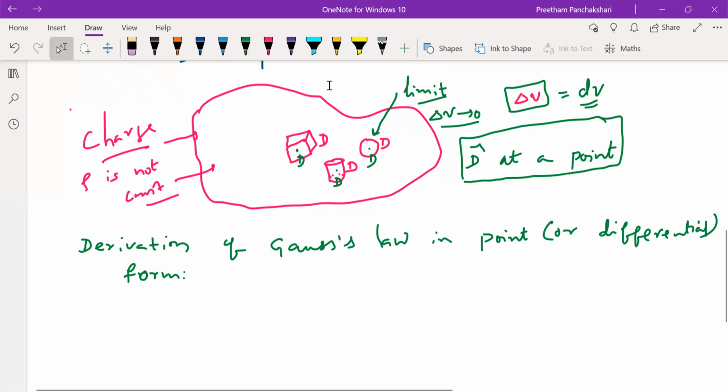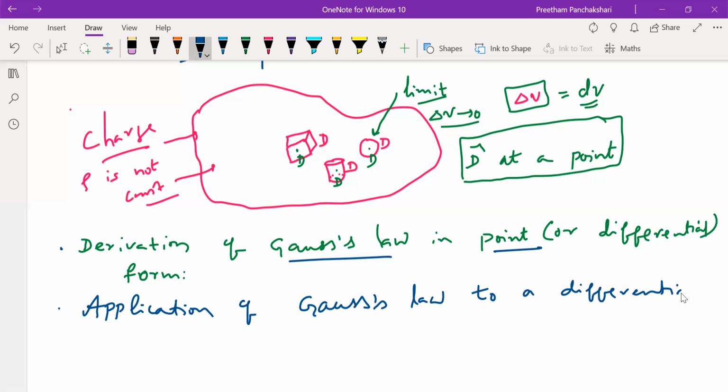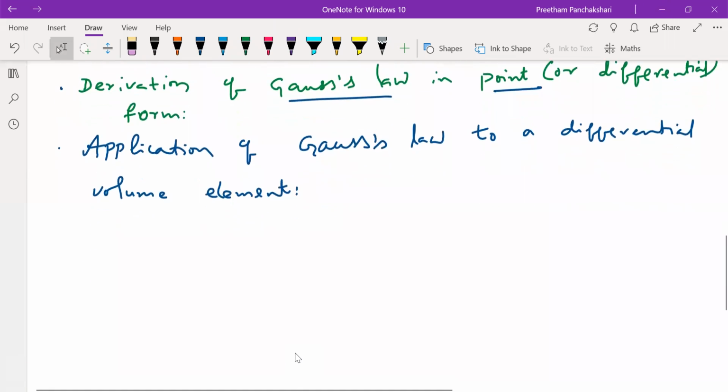The volume element dV is later called the differential volume element, and we can give an equation for D at that particular point. So in this discussion, we will do two things. One is we will derive an equation for Gauss law in point form. And also we discuss the application of Gauss law to a differential volume element. These two problems will be addressed here.